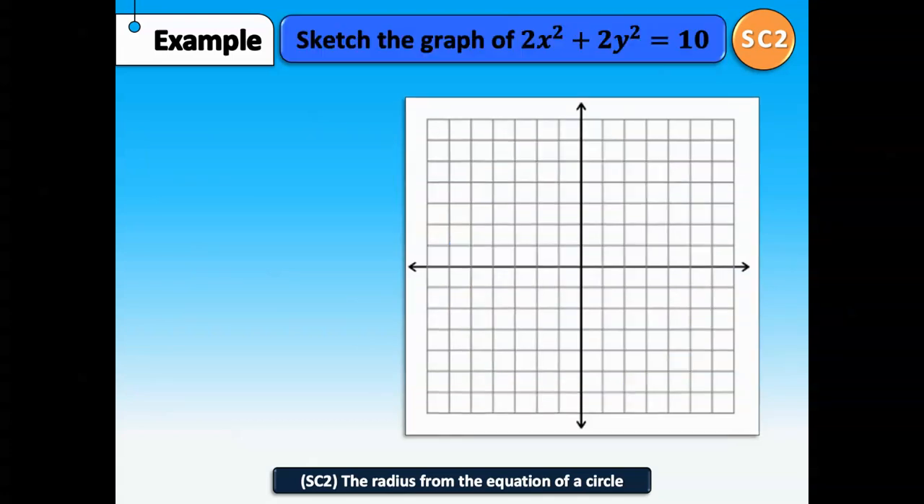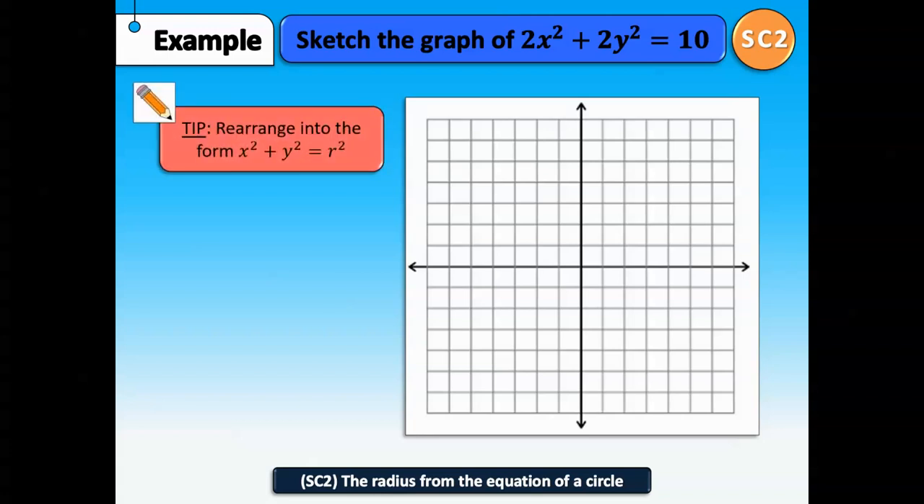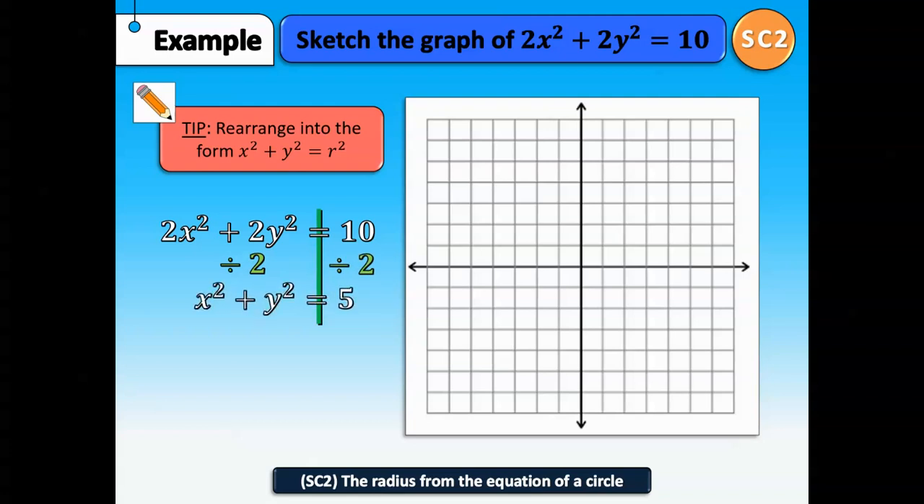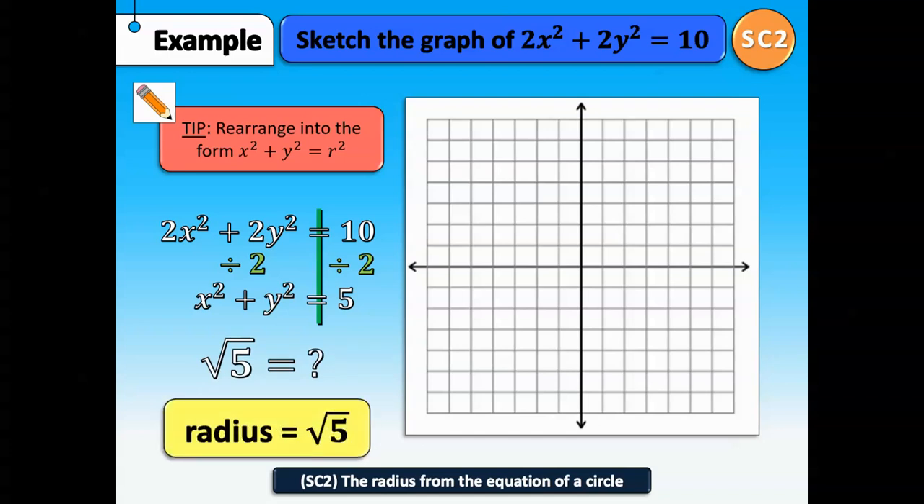This time we want to sketch the graph of 2x squared plus 2y squared equals 10. So if we rearrange it and divide through by 2, the radius of this circle would be root 5. So the circle would look like this.